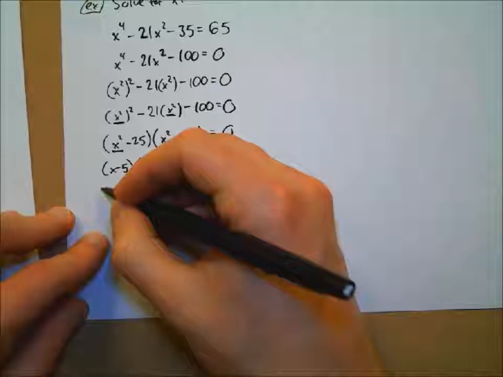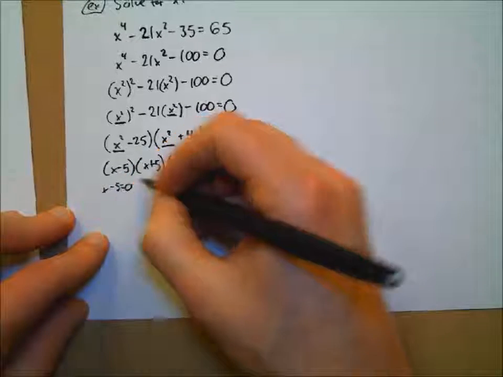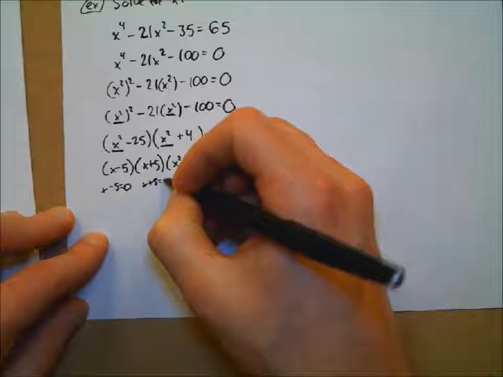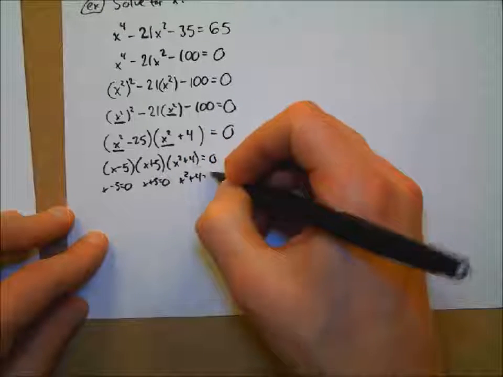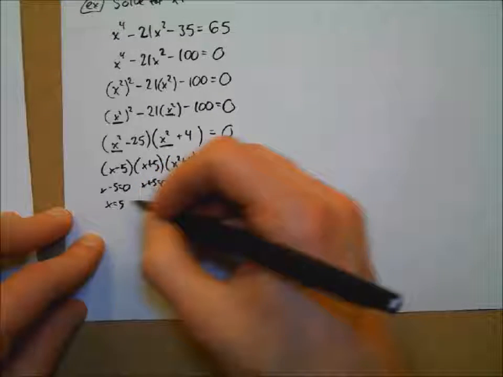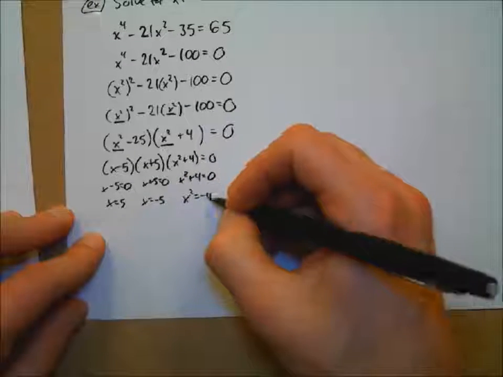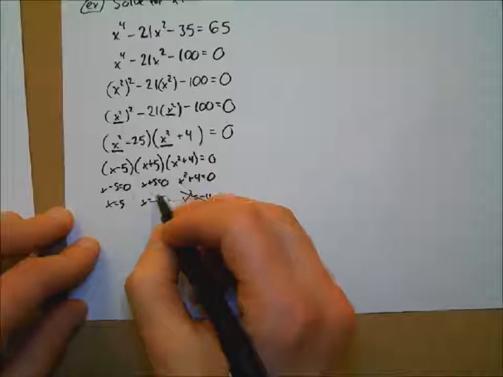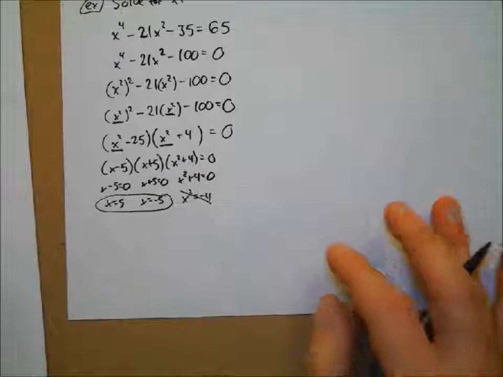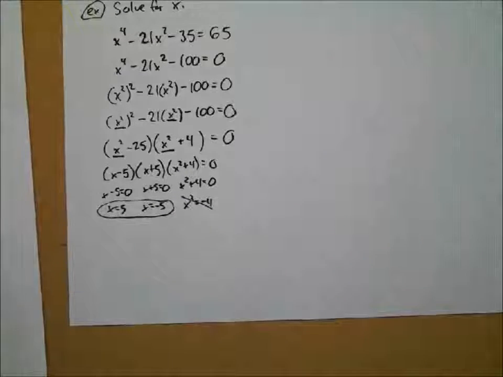So we get x minus 5 equals 0, x plus 5 equals 0, and x squared plus 4 equals 0. So x is 5, x equals negative 5, and x squared equals negative 4, which we know is going to be imaginary. So there are our solutions. That was a little weird, a little bit funky.